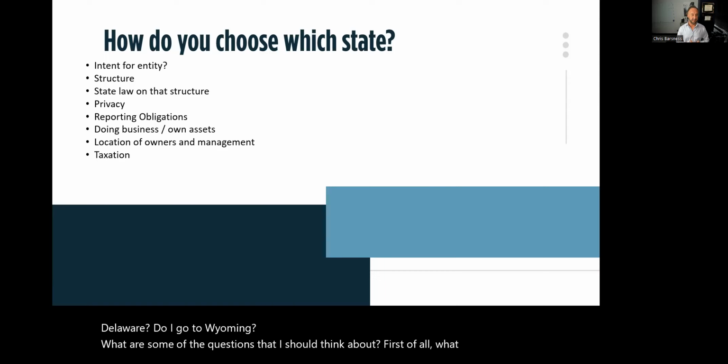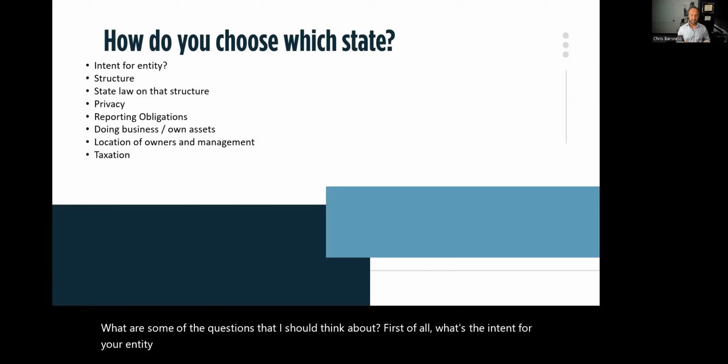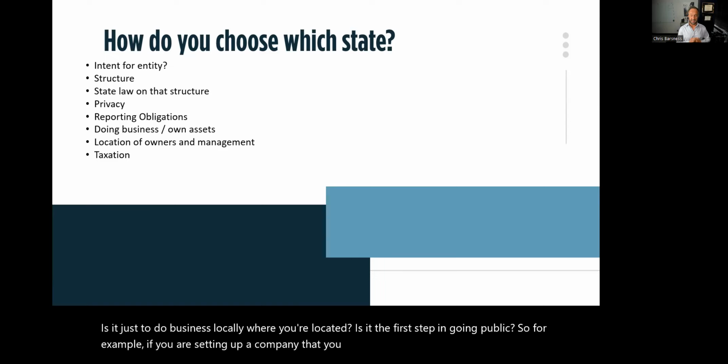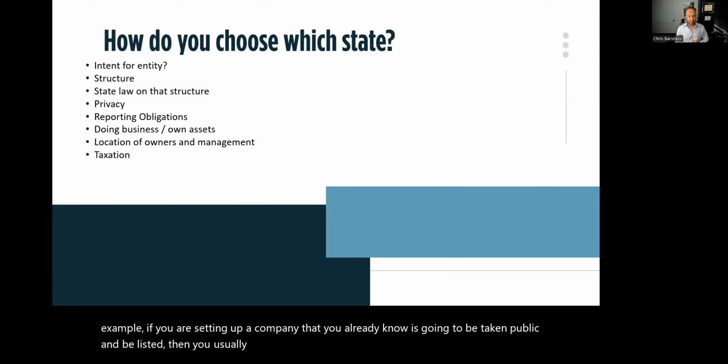First of all, what's the intent for your entity? Is it just to do business locally where you're located? Is it the first step in going public? So for example, if you are setting up a company that you already know is going to be taken public and be listed, then you usually start out with a Delaware corporation. And those are typically formed in Delaware.